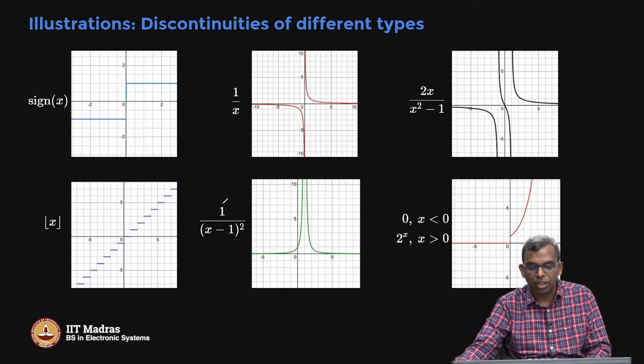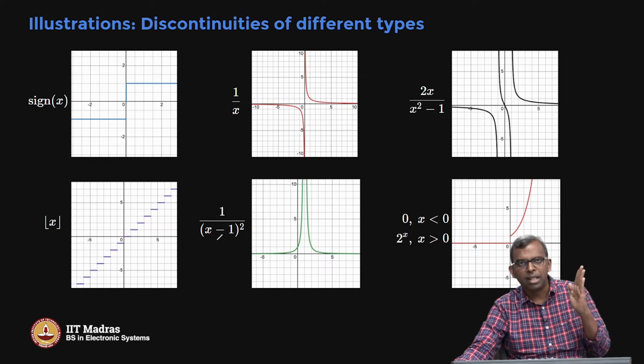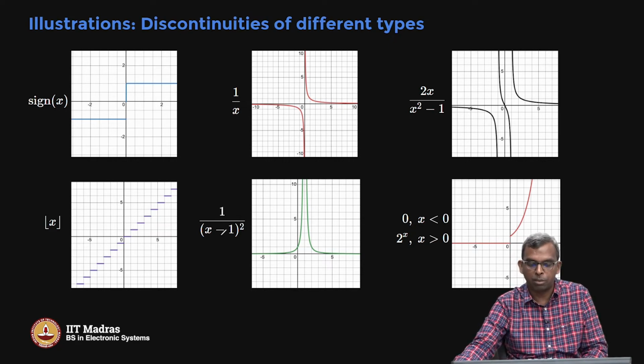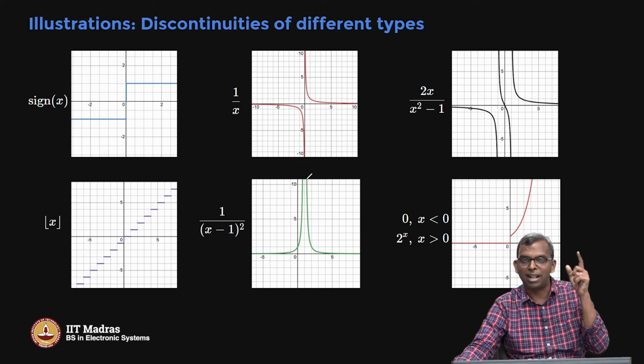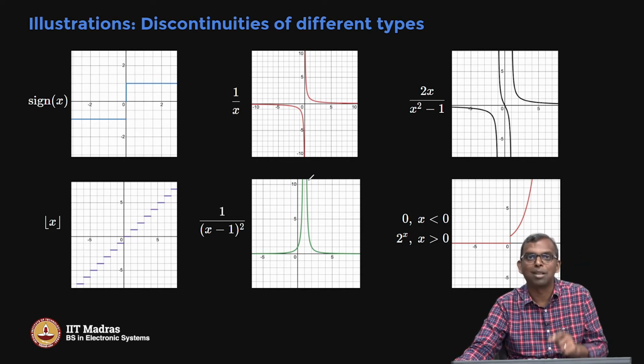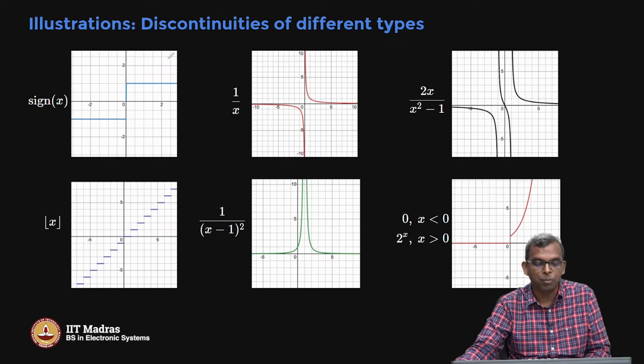Here's another interesting function, 1 by (x minus 1) whole squared. It's sort of like 1 by x squared shifted to the right by 1, right? Its curve looks like this, and you can quickly see there is an infinity point here. Anytime a curve is hitting infinity, a red alarm should go out, right? So that's a point of discontinuity. So this is where it is.